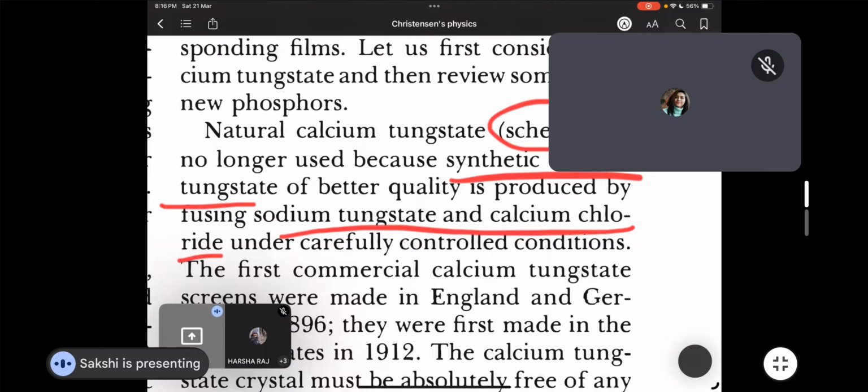See, this may seem like very strange questions which may not come. It feels like that, but these questions are common actually. Natural we are not using, but rather we are using synthetic calcium tungstate, which is made from the reaction of sodium tungstate and calcium chloride. So what kind of reaction is happening here? Displacement reaction, right? Sodium chloride will separate and calcium tungstate will form.